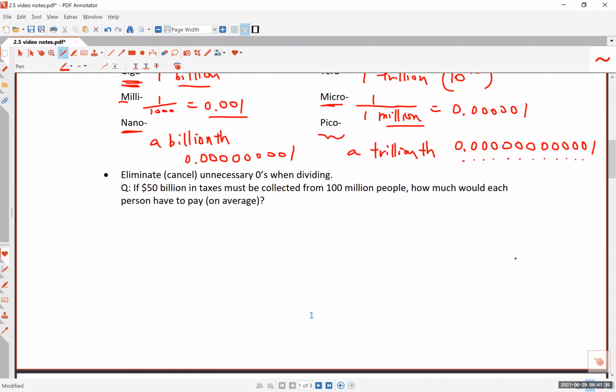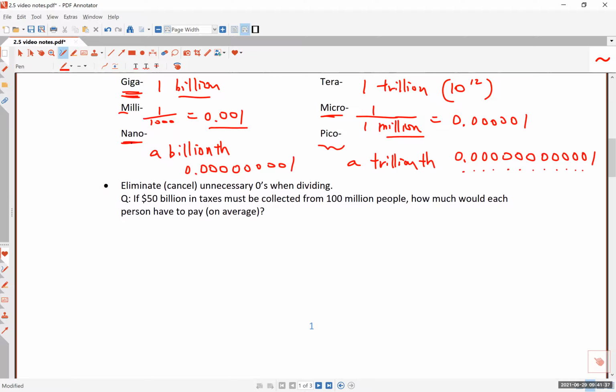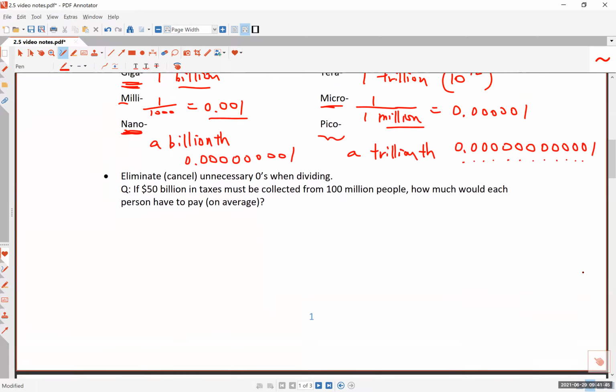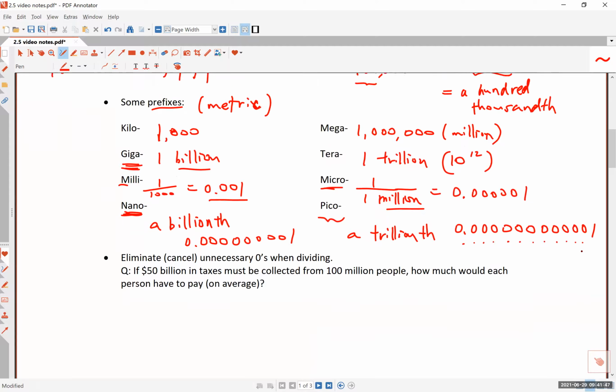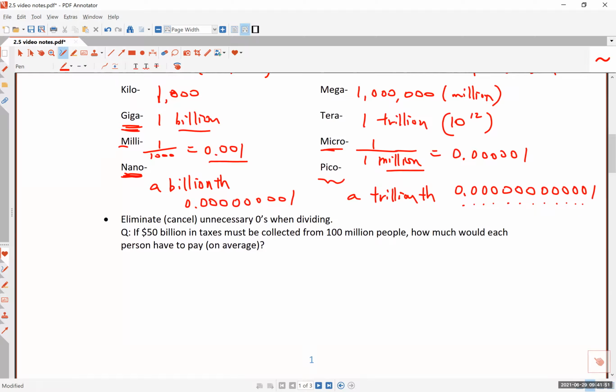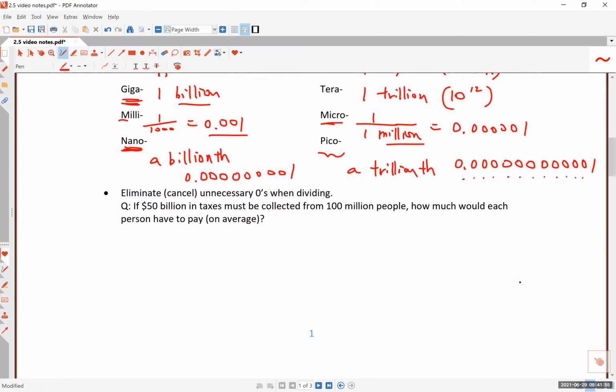Well, for instance, nanotechnology has to do with the nanometer, and a nanometer is 1 billionth of a meter. So technology is forcing us to use some of these prefixes. In calculating with these large numbers, it is good if you can eliminate or cancel unnecessary zeros, like when you are dividing.